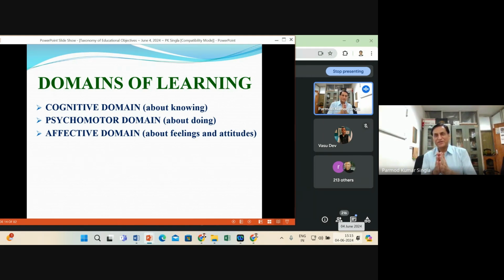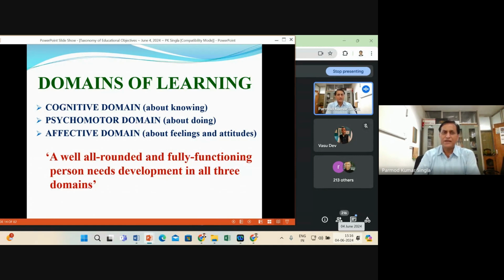Yes, we have ITI students, we have diploma students, we have degree students, we have undergraduate, but we call it degree students, and then we have postgraduate or PhDs or postdoctorals. There are different programs with different aims and objectives, and accordingly, depending on the expected learning outcome, we will design the program for developing these three things. But these are the three things. And my dear friends, a well all-rounded and fully functioning person needs to develop all these. A well-rounded and fully functional person needs to have a good mind, good body skills, motor skills, and also good attitudes and feelings. These are very broad domains of learning.